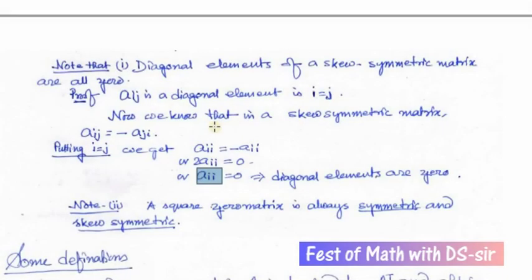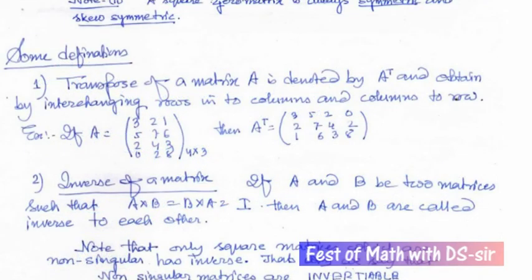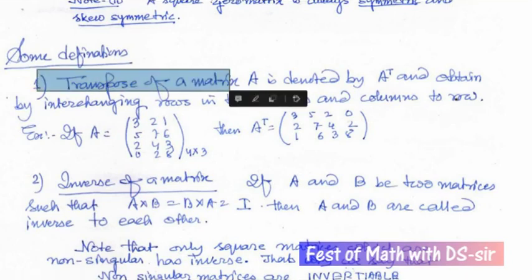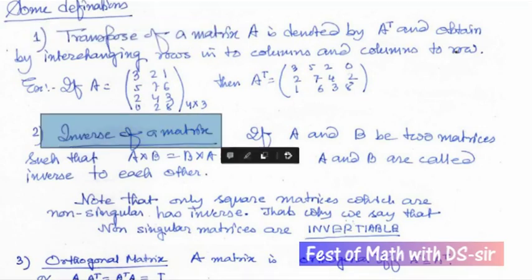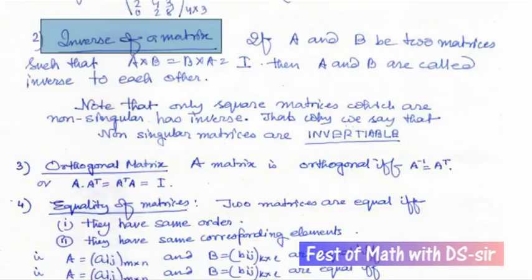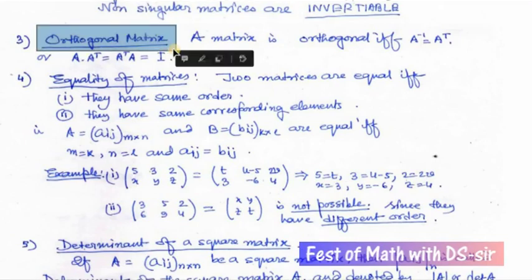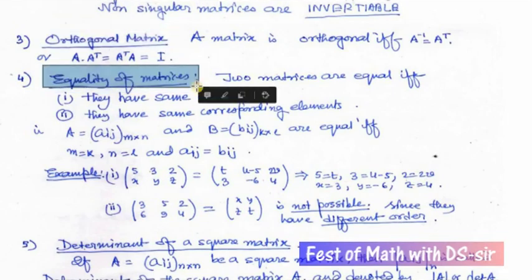Now we will discuss some definitions and properties related to matrices. First, transpose, we already discussed. What is transpose? What is inverse? Already discussed. Matrix, already told. The important one is equality of matrices.